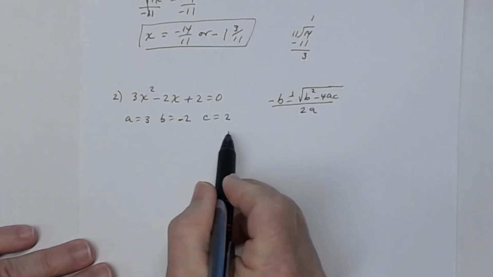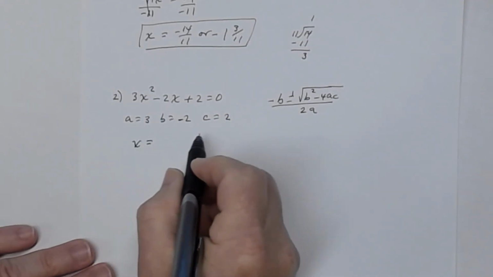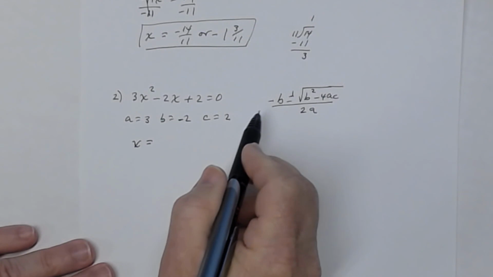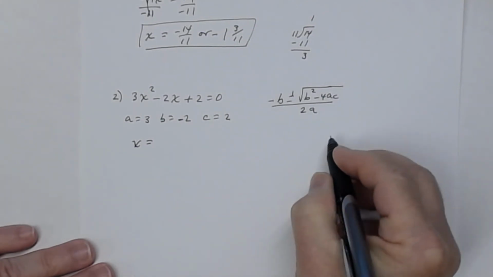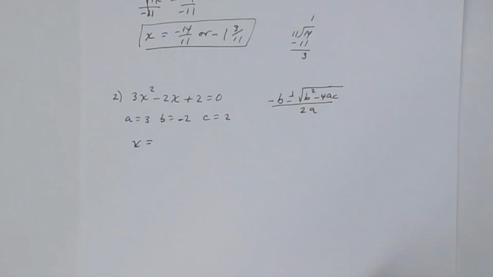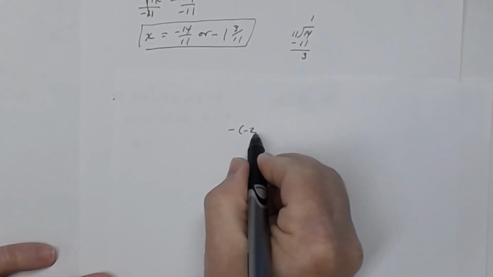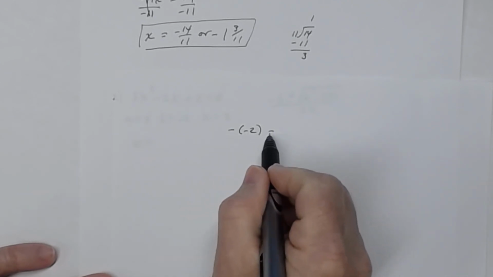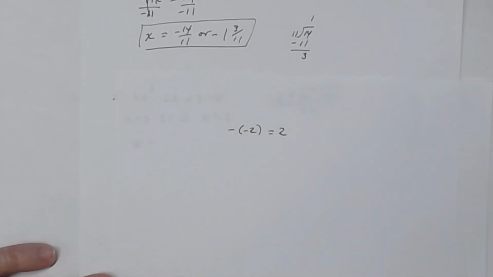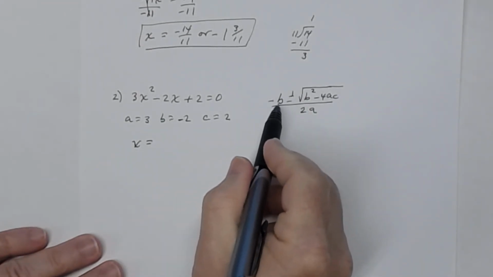Then we're going to take all these values and substitute into the formula. My variable is x, so you're going to say x equals. And then this means the opposite of b. Well, b is a negative 2. Let me go ahead and write it on this one. So basically you're saying the opposite of a negative 2, and the opposite of a negative 2 is a positive 2. So this right here is going to become a positive 2.